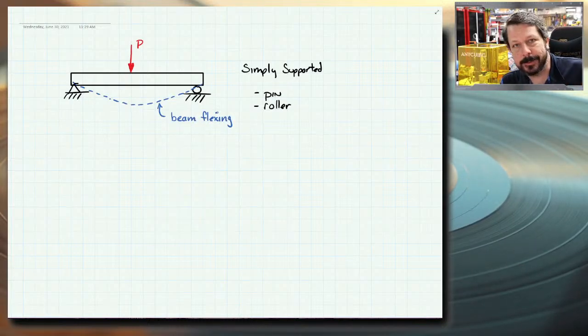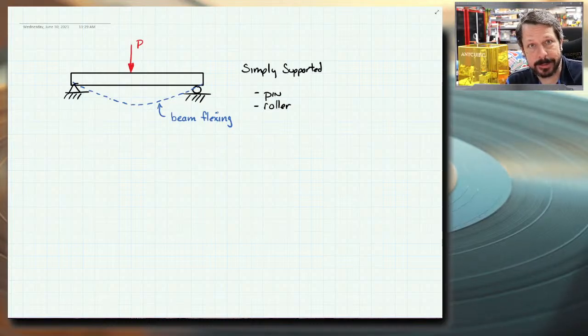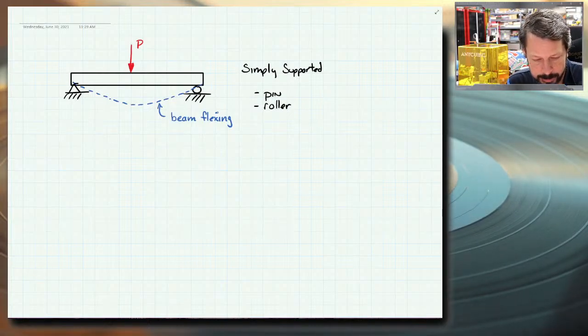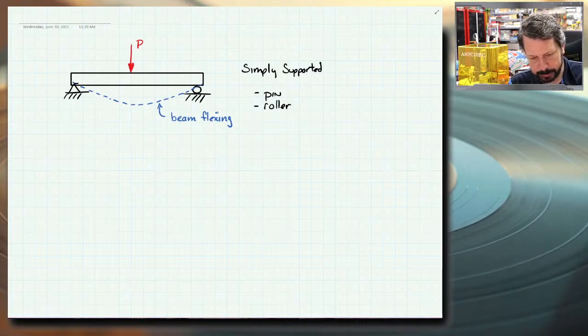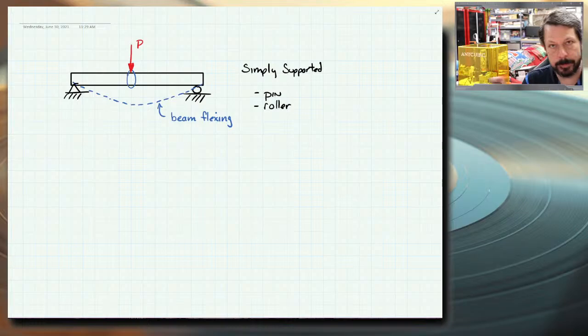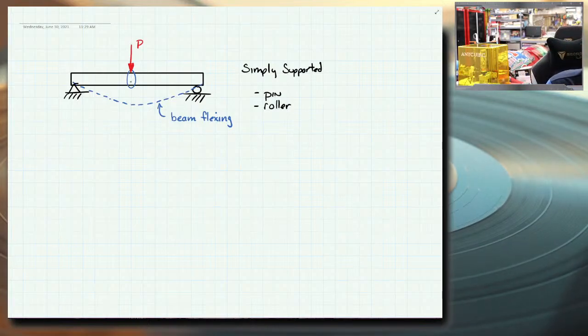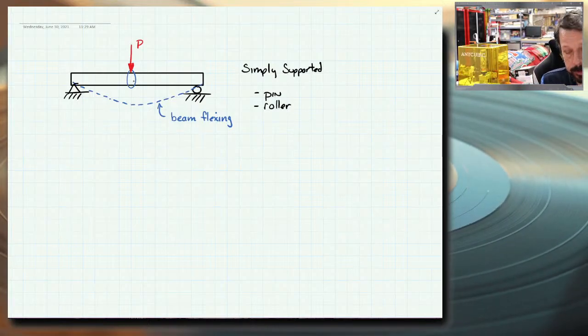So it's flexing or bending, deflecting. All those words kind of are describing that the beam is no longer flat. It's curved somehow. So if you think about this, the fact that we're pushing down on the beam and it bends, let's take and look at a really tiny piece of this beam but enlarge it. So that little piece would be curved.